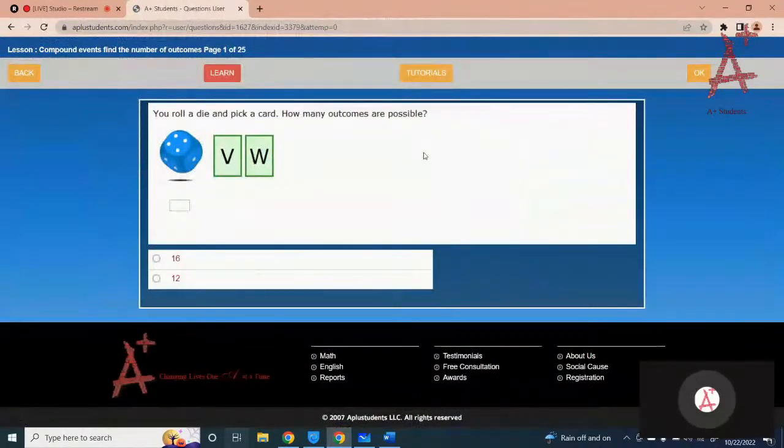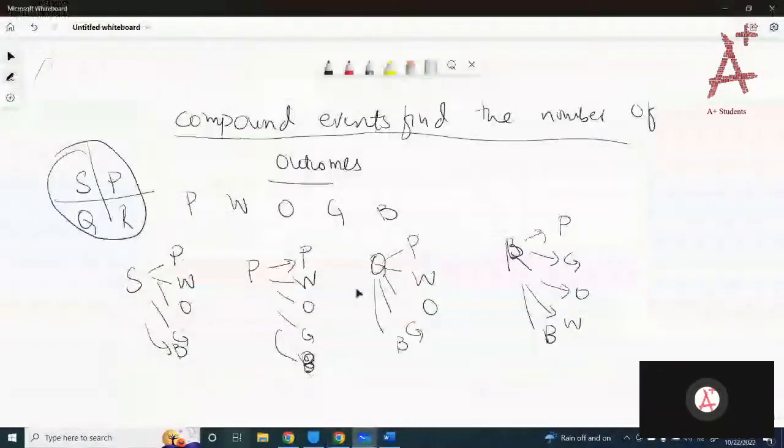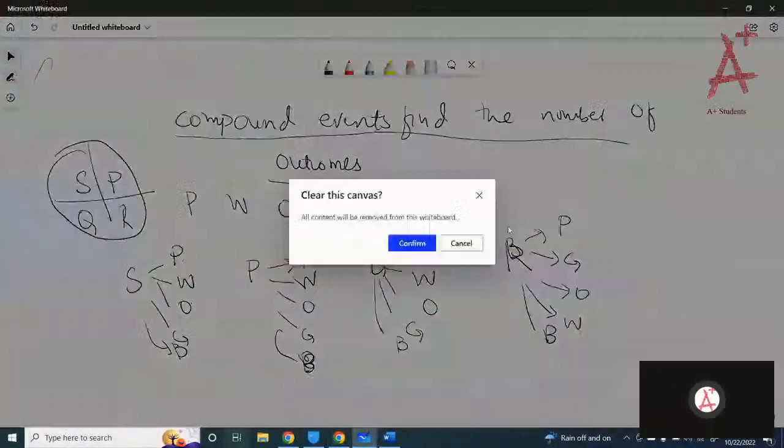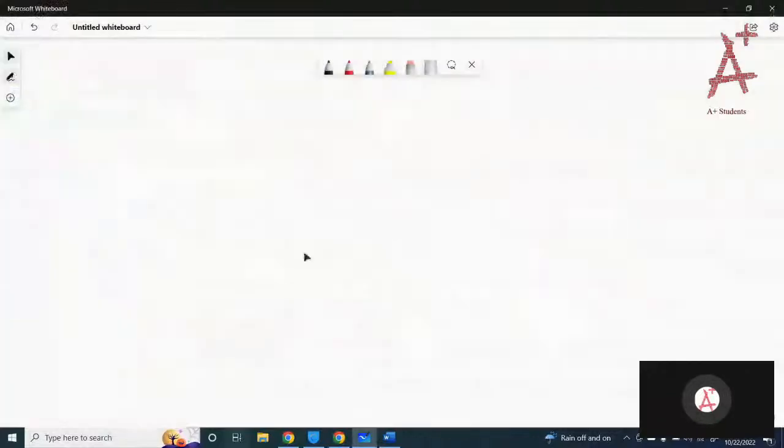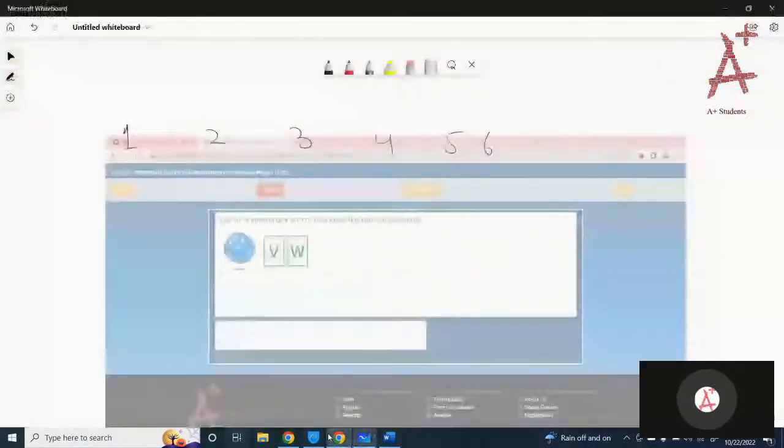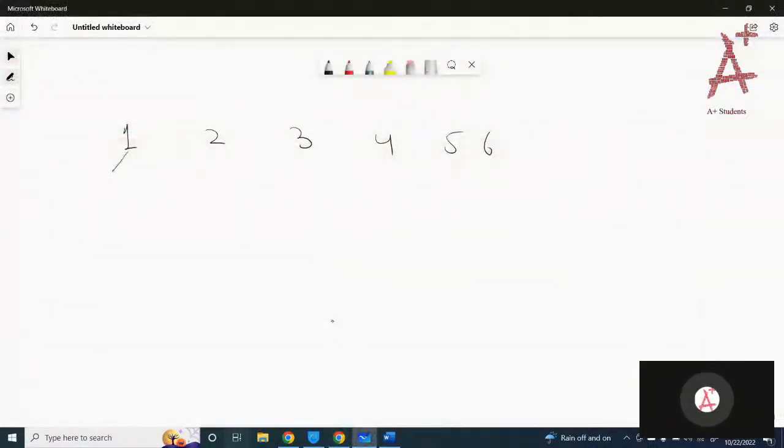So on a die we have six numbers. Got it? For each one you have two of the options. Let's say on the die you have 1, 2, 3, 4, 5, and 6. These are the numbers on the die, and the cards are V and W. So if you have 1 on the die, you can select either V or W. Got it? If it's 2, you can select either V or W.